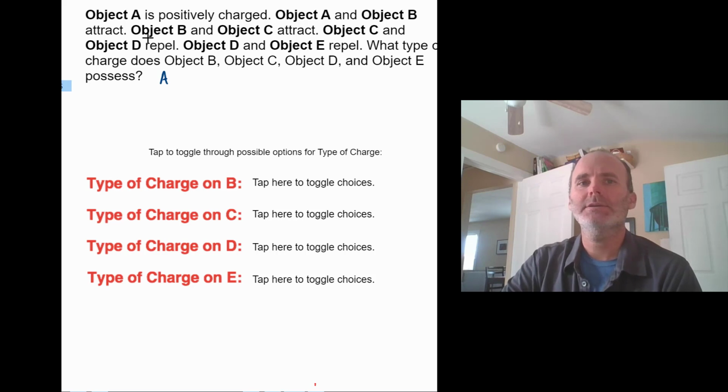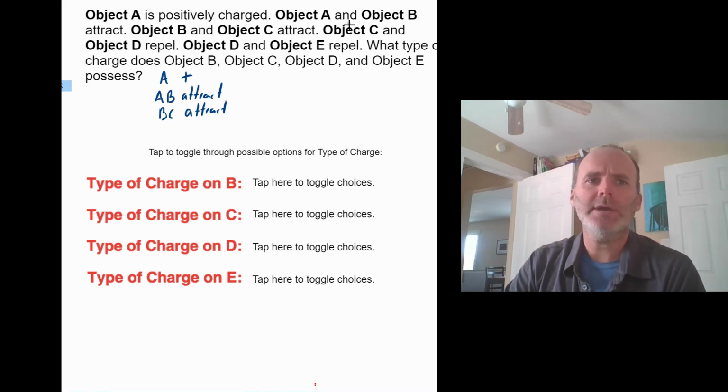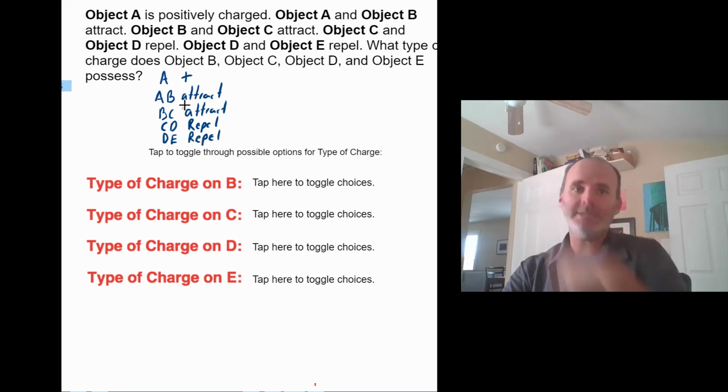So I can keep it organized. It says A is positive. A and B attract. B and C attract. Now we have C and D repel. And then D and E repel. I find it easy to set it up like this just to look at it.